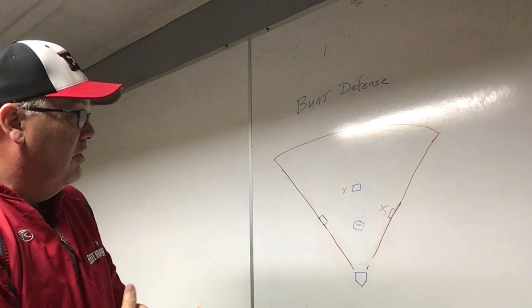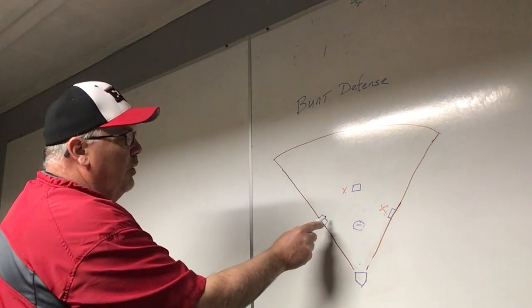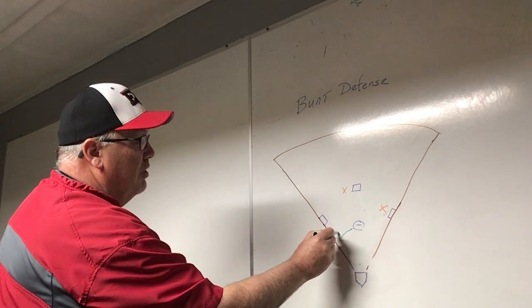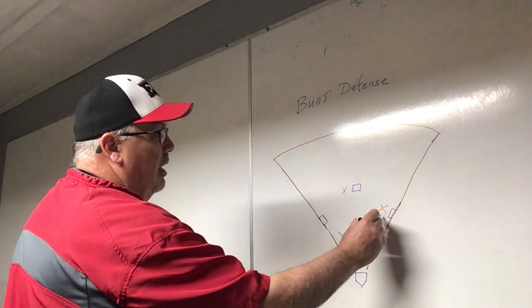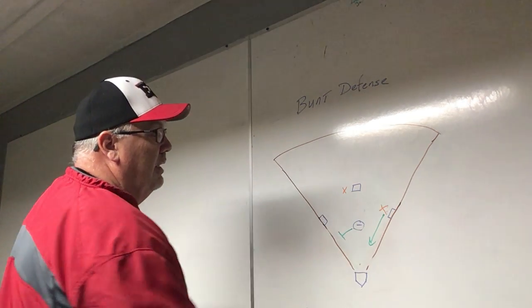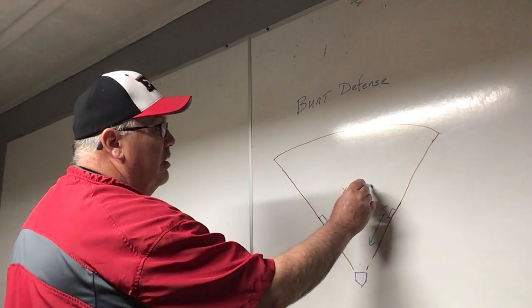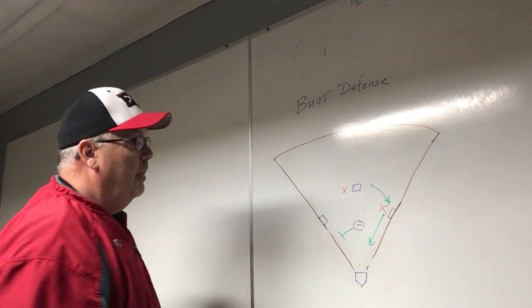Now we're going to put a runner at second base. And again, this gets a little more complicated and our defense changes. Here we want the third baseman to hold. So that means the pitcher has to cover the third base side, and we need our first baseman to crash. Second baseman has to cover first. Okay?